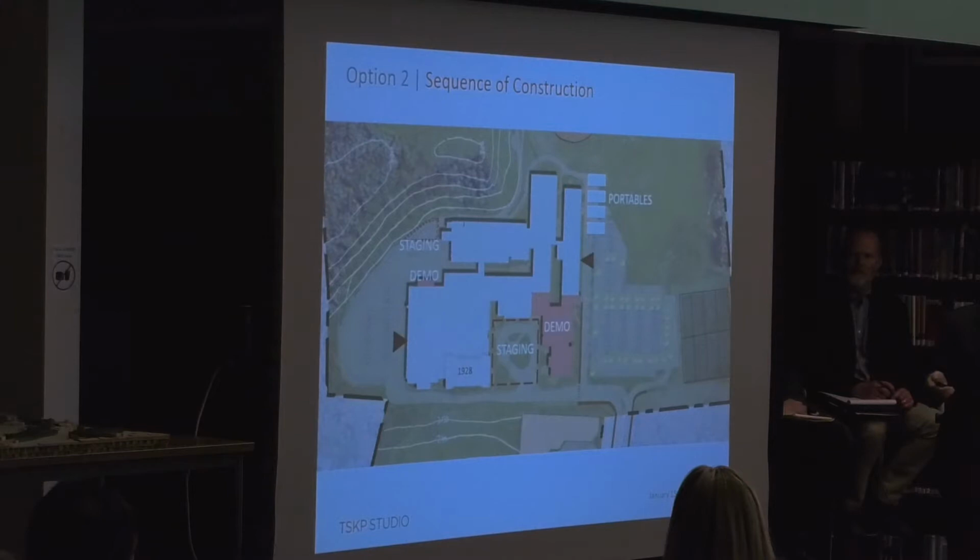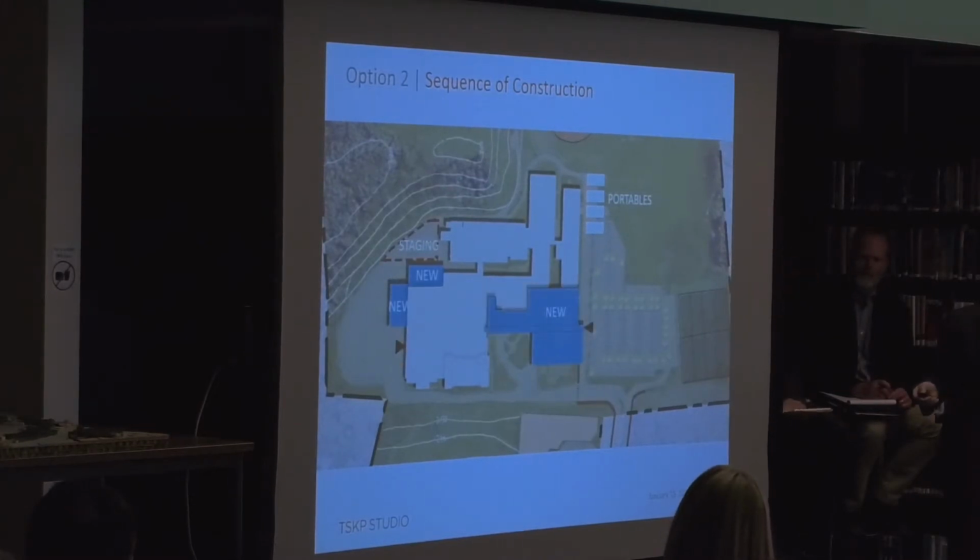So after you demolish that, the next phase will be you build this blue color new construction out here: a three-story-high classroom wing, an expanded cafeteria, and then here is a tech area and an expansion of the gymnasium. This is the second sequence of this construction.